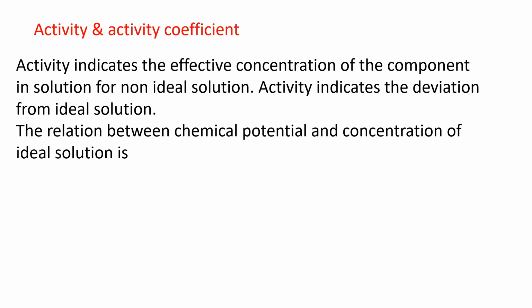So it appears that the concentration in the moderately concentrated solution is less, or its effective concentration is less. It has produced fewer ions, so fewer ions of the solution go to the electrode. That effective concentration, we call it activity. Now here, in case of non-ideal solution, we use the term activity. This activity indicates the effective concentration of the component in solution for a non-ideal solution. So activity indicates the deviation from ideal behavior.